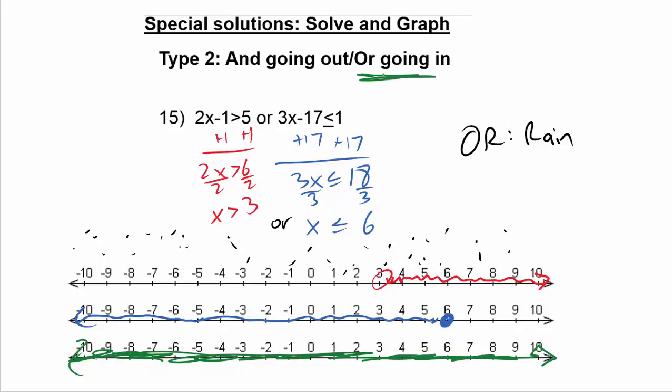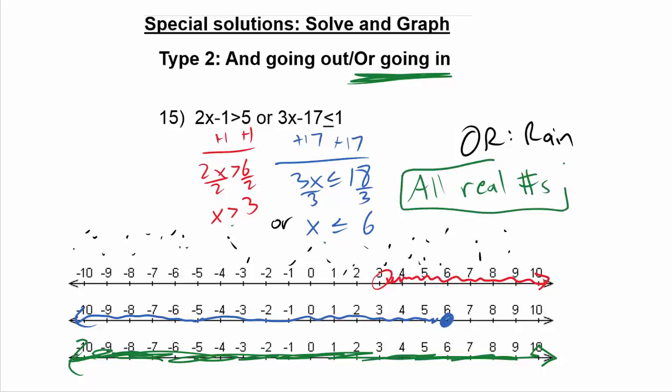This, again, is an example of what happens when an or problem goes inward. And to actually write our solution, again, this isn't really the best answer. We can go another step and say that any real number, or all real numbers, will make this statement up here on number 15 true. Okay, so any real number will make that statement true.